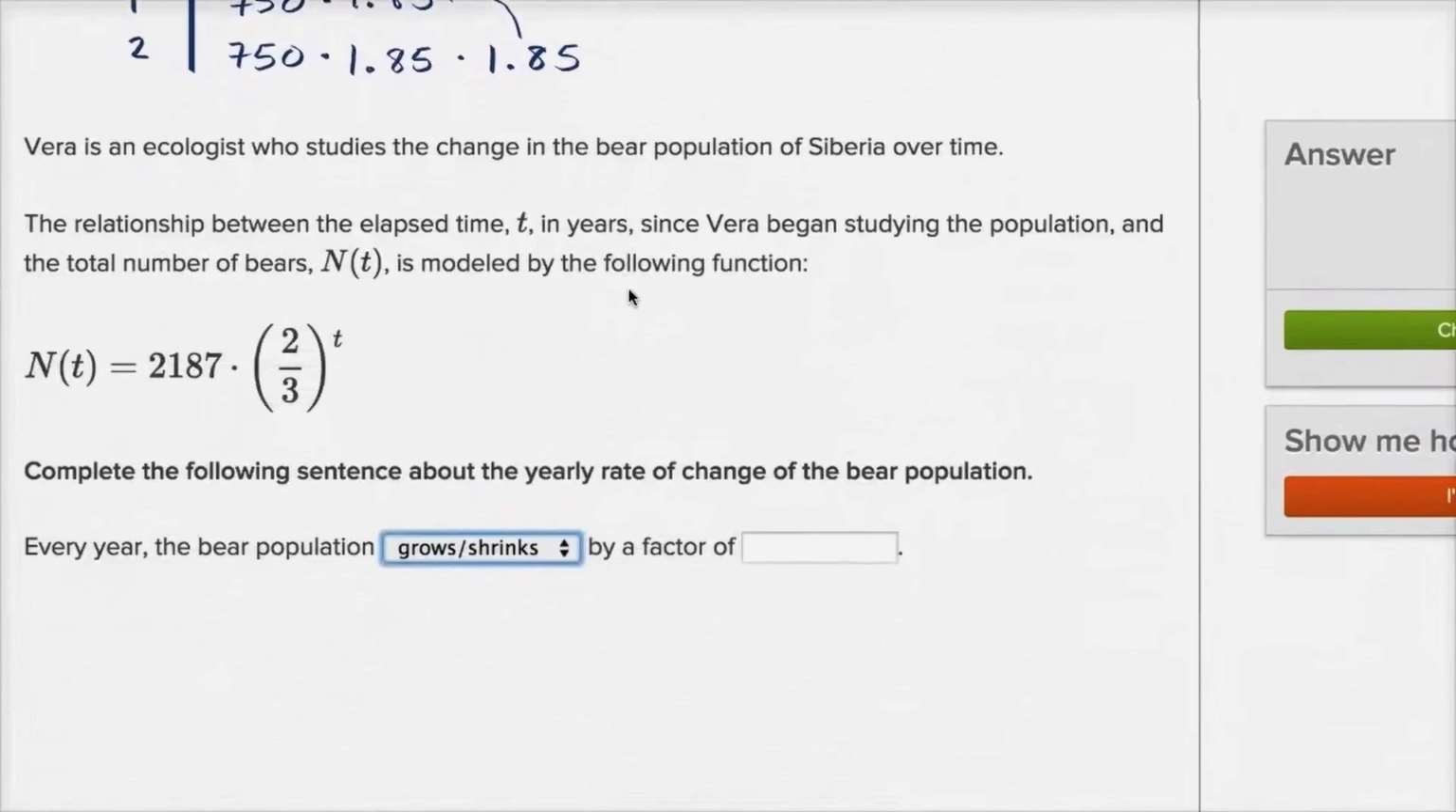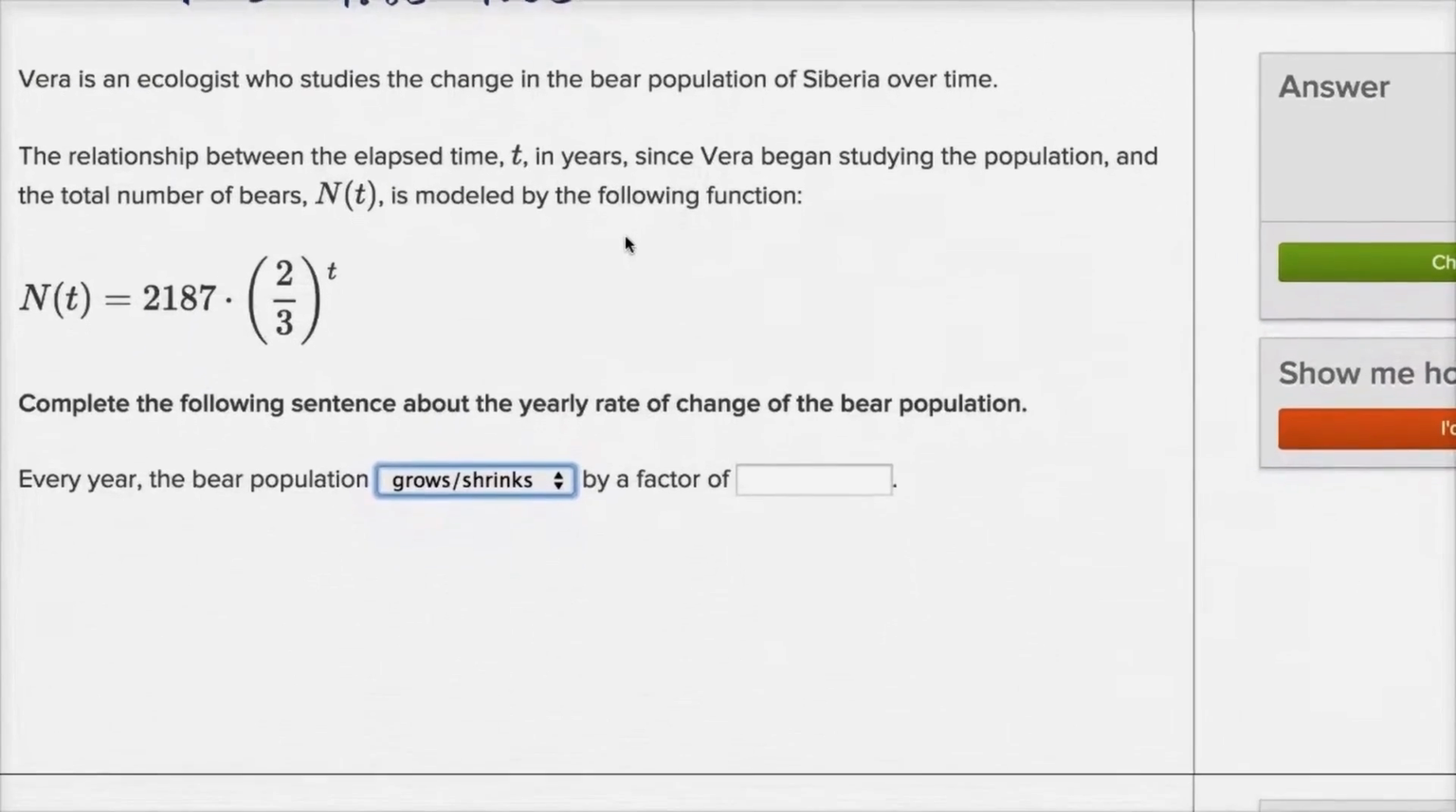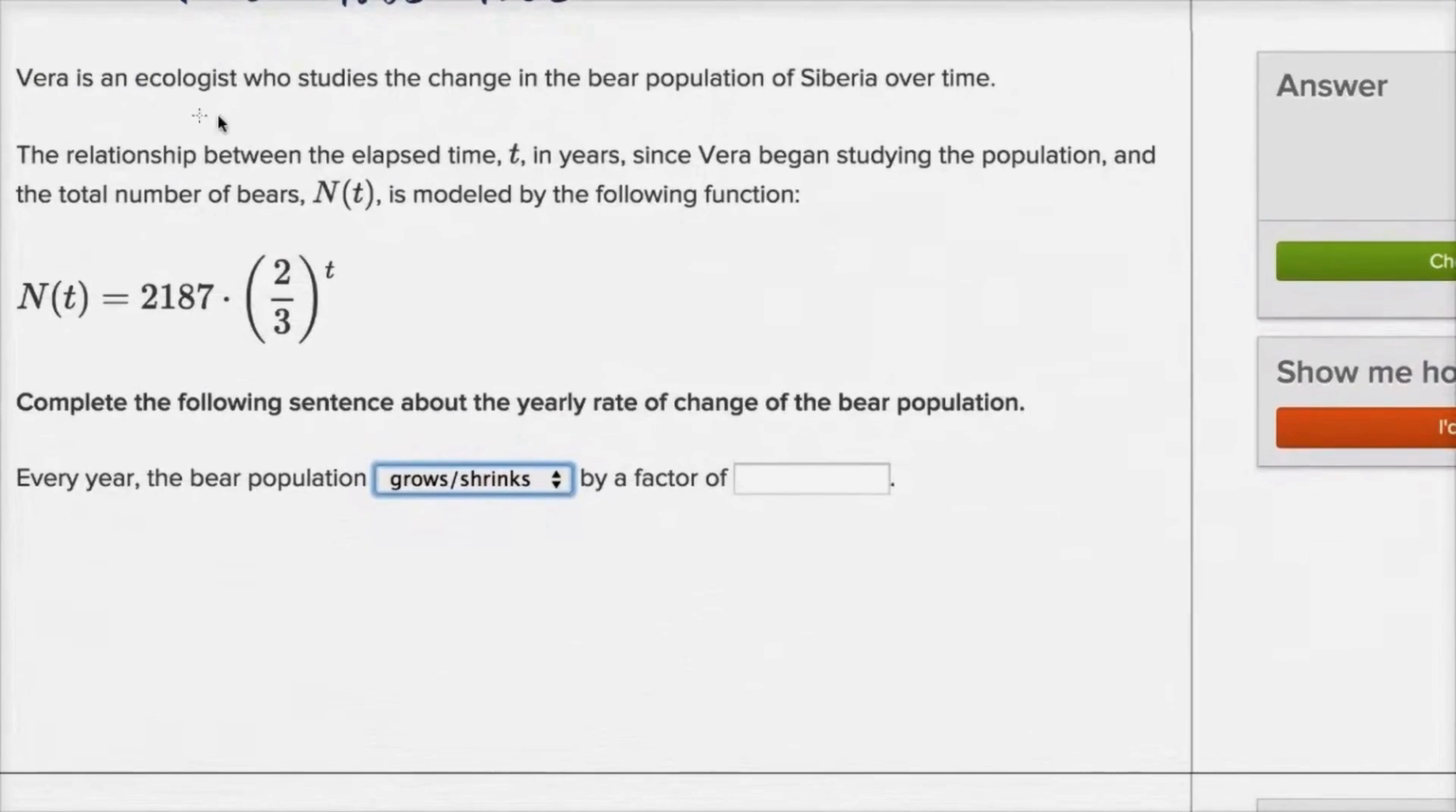Let's do another one of these. All right, so this one tells us that Vera is an ecologist who studies the rate of change in the bear population of Siberia over time. The relationship between the elapsed time t in years since Vera began studying the population and the total number of bears, n of t, is modeled by the following function. All right, fair enough. It's got a little exponential thing going on. Complete the following sentence about the yearly rate of change of the bear population.